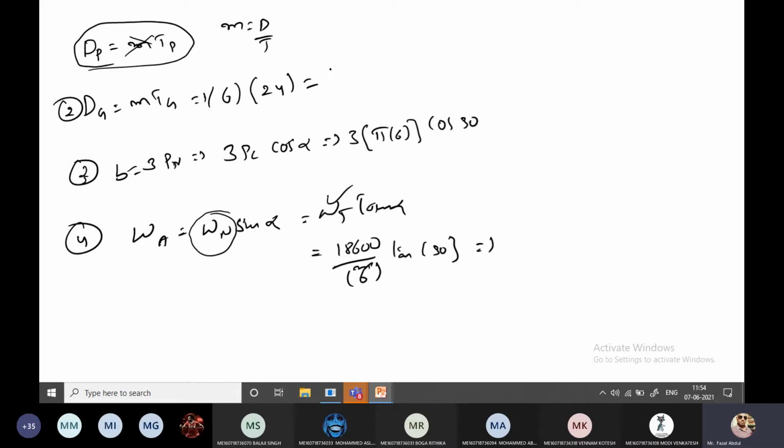Now tell me the DG value, how much? One by one. Everything is written on the screen. You are taking too much time, Babu. DG value, how much? Then after that the B value, then the WA value. DG value, how much, Babu? 144 mm. Okay. Face width value, how much?